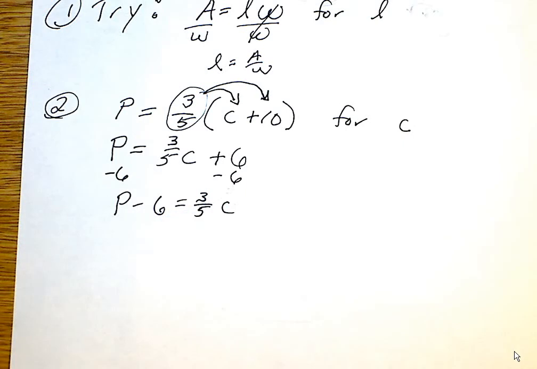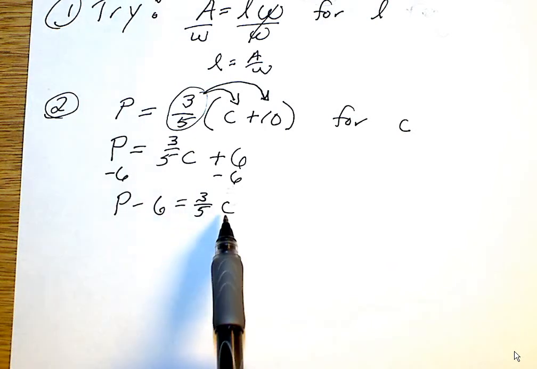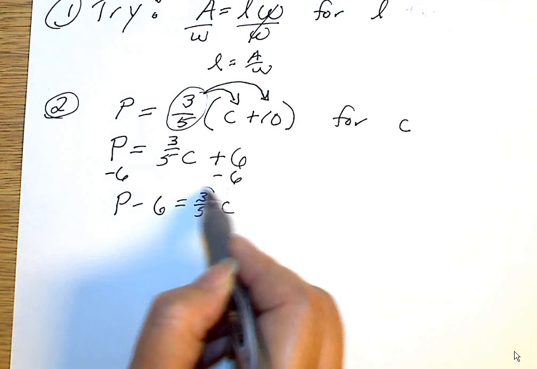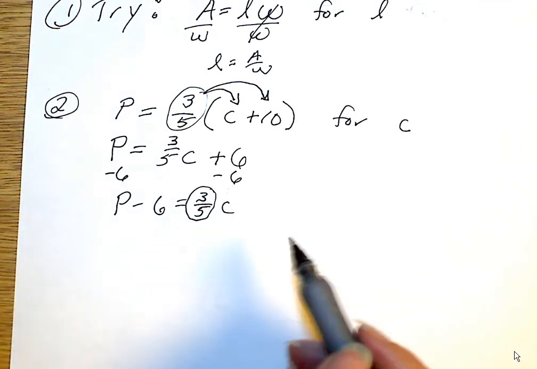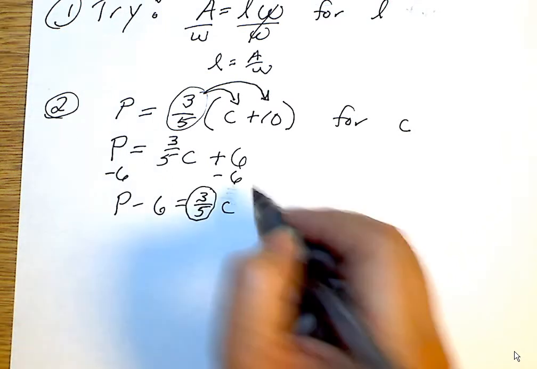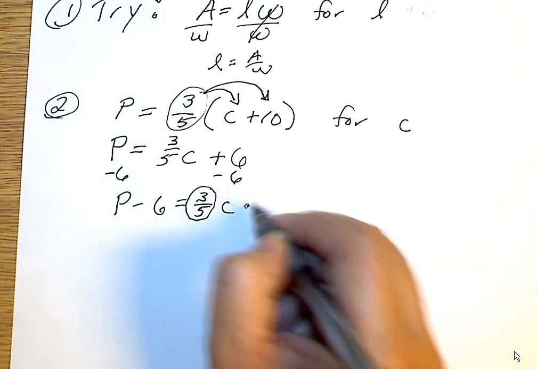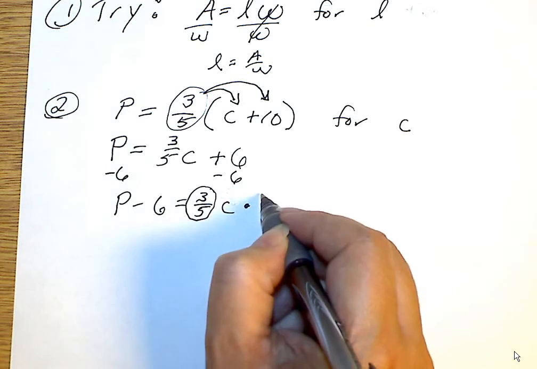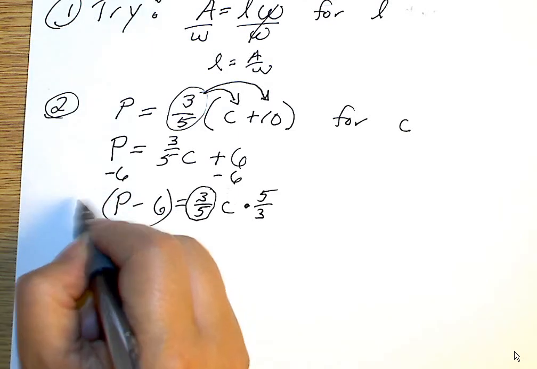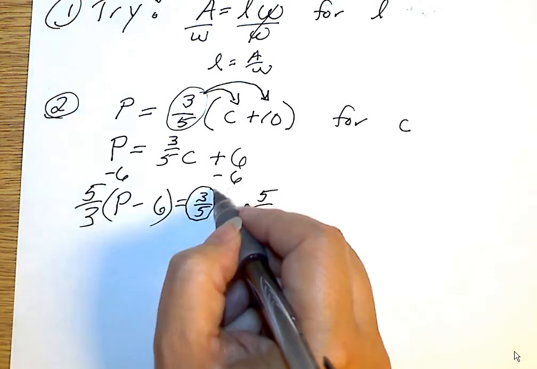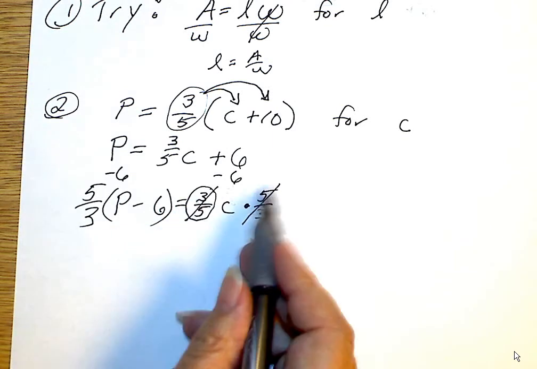And Lucas, what are you going to do next? The final step. All right, so I want to get C by itself. So you would divide by 3/5, but it's also the same as multiplying by the reciprocal. So we're going to multiply both sides by 5/3. This will cancel with that because the 3's cancel, the 5's cancel, and you're left with that.